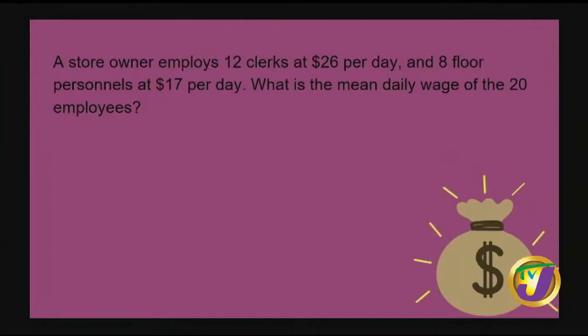Instead of writing it down 12 times, I could multiply it by 12 to give me $312. Now I have 8 floor personnel at $17 per day. So for the day, I'd have to pay $17 8 times. I can multiply it. So 8 times 17 gives me 136. So that's for the 2 sets of workers I have.